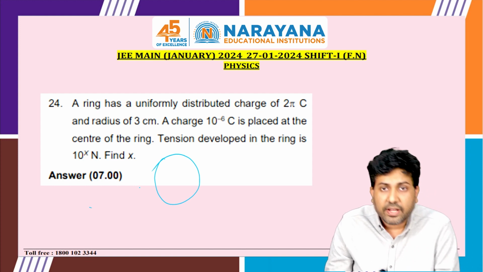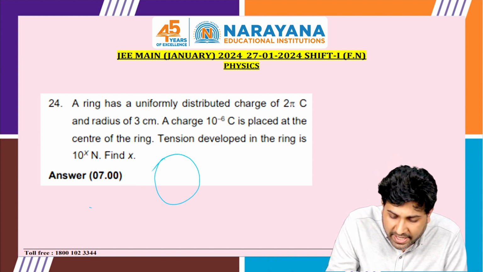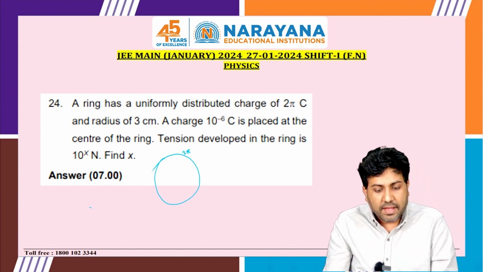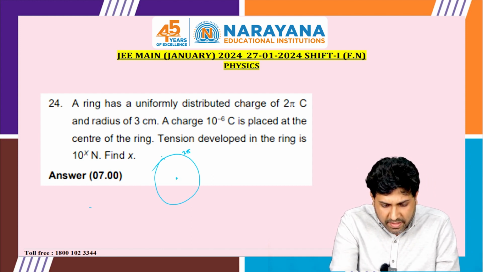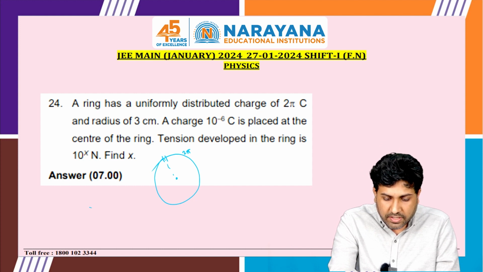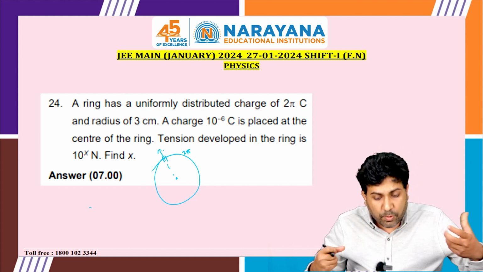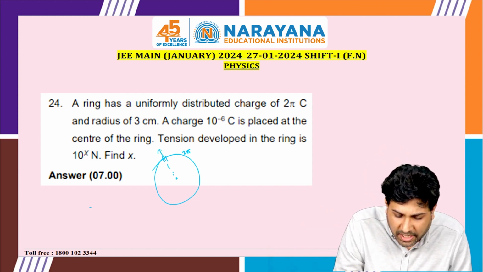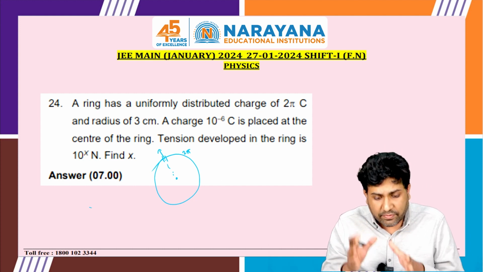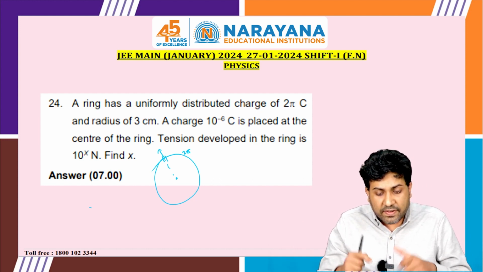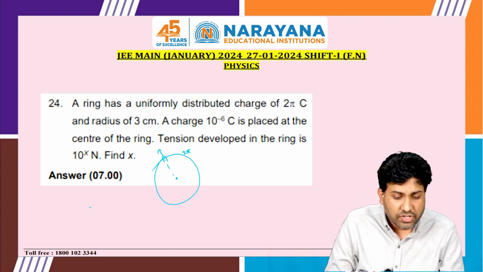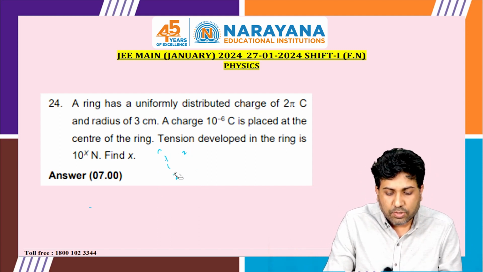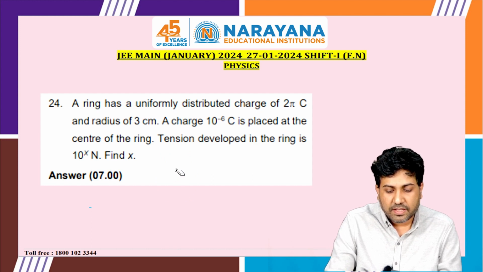So let's say this is the ring, and the ring already has a charge of 2 pi coulomb, and we have placed one charge here at the center of the ring. Then every element of the ring starts to experience an outward force. And if every element starts to experience an outward force, although the net force will be zero, every element is experiencing an outward force to stretch. That means there is a tension developed in this ring. So they are asking what is the tension developed in the ring.